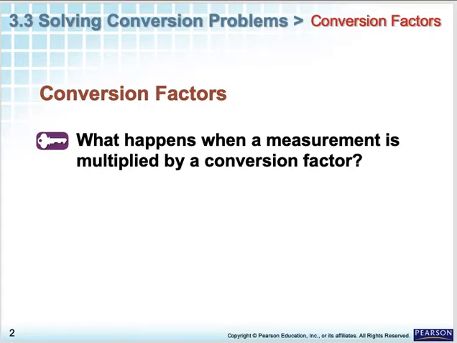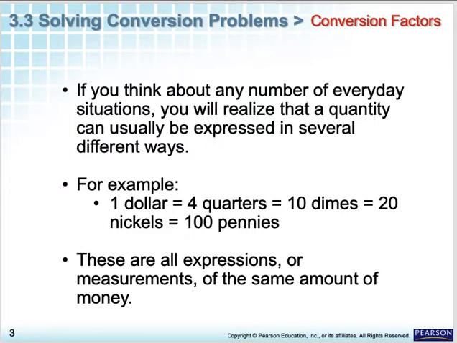So, we're going to use a lot of conversion factors. We've already done that when we did our metric conversions. Now we're going to do all sorts of other conversions. For example, if there are 4 quarters in a dollar or 10 dimes, we can use any of those as a conversion factor. So I could say 20 nickels are equal to 100 pennies, and I could use that. Or I could say 5 pennies is equal to 1 nickel. So I have lots of conversion factors I can use.